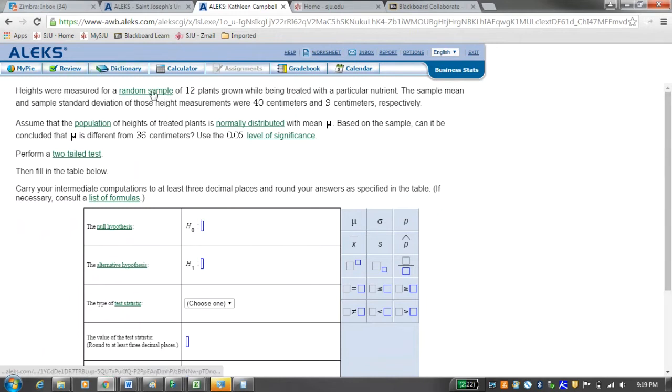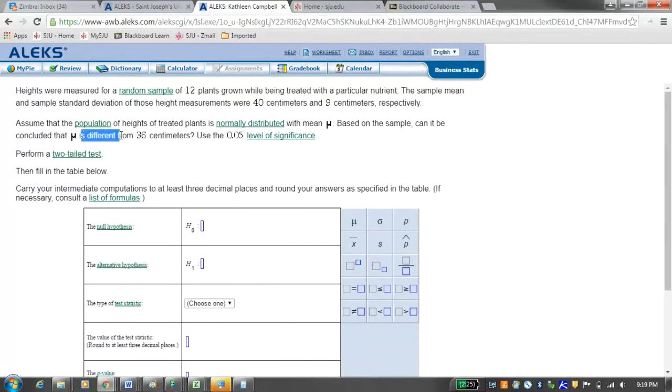So it says heights were measured for a random sample of 12 plants grown while being treated with a particular nutrient. The sample mean and sample standard deviation of those were 40 and 9 centimeters respectively. Assume the population of heights for treated plants is normally distributed with a mean mu. Based on the sample, oh, I'm missing part of my question. Can it be concluded that the mean is different than 36?